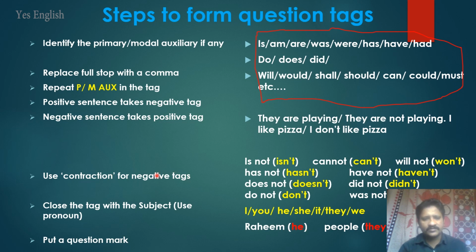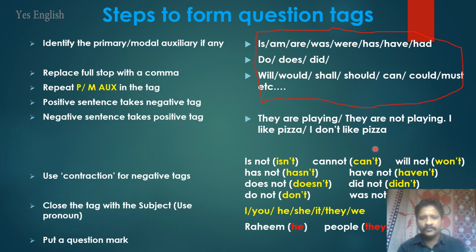And when you use the negative tag, please remember to use contractions. Okay, contractions are the use of short forms. Instead of saying is not or are not, we use isn't, aren't, cannot, can't, will not, won't, has not, hasn't, have not, haven't, does not, doesn't, did not, didn't, do not, don't, was not, wasn't. Okay, these are the contractions.